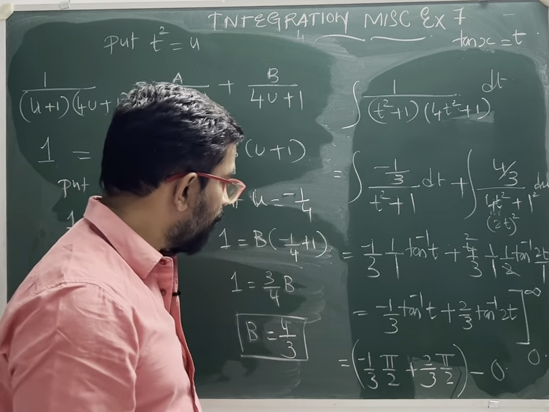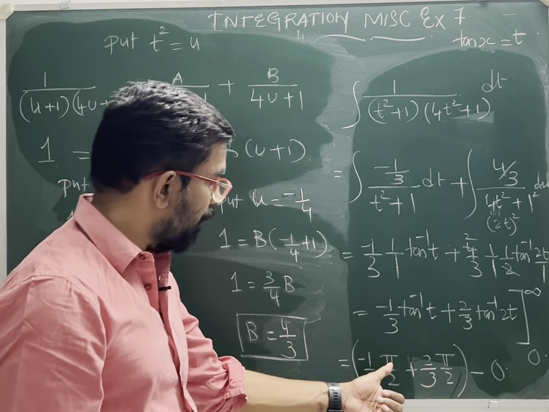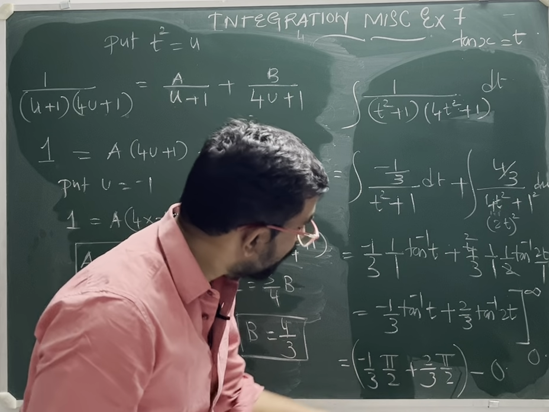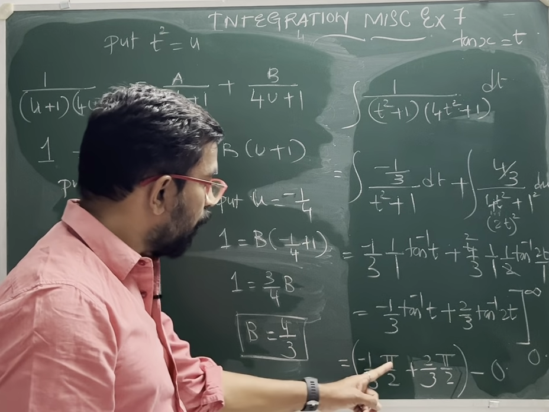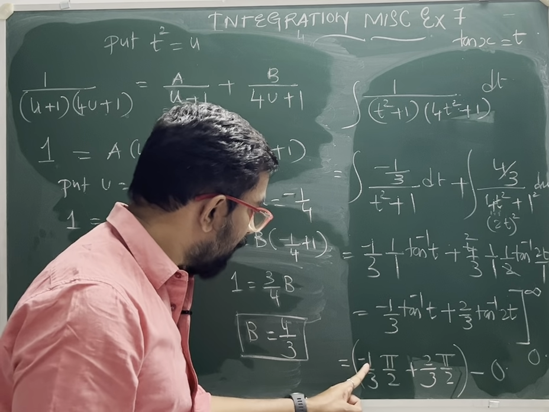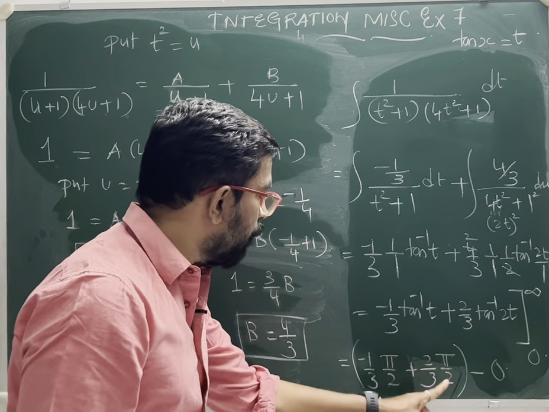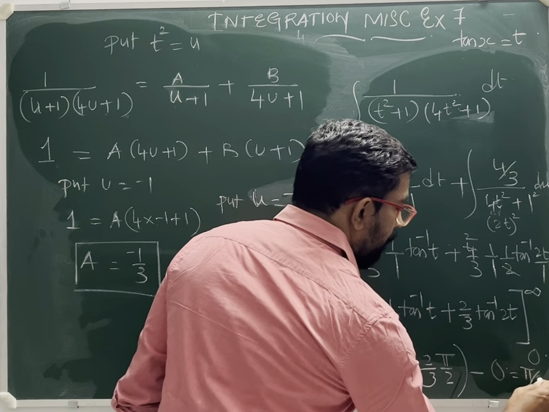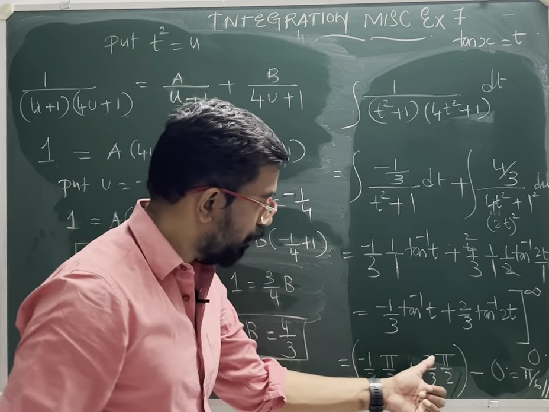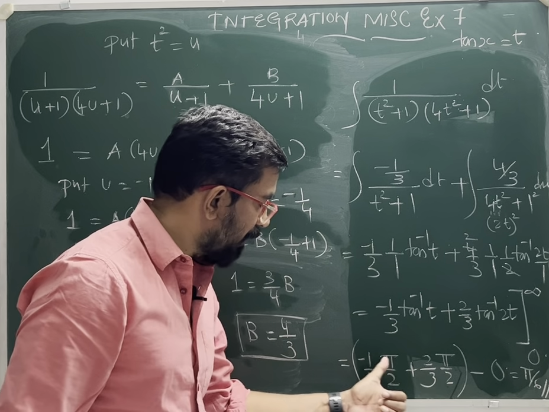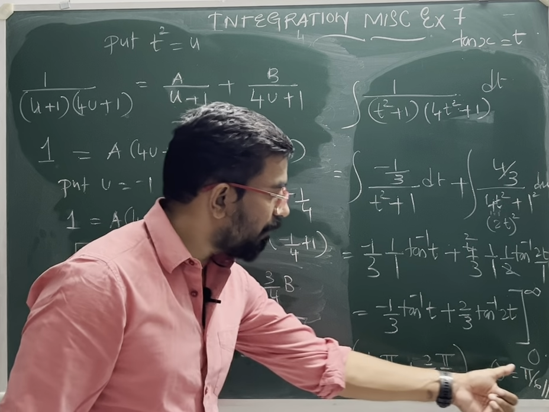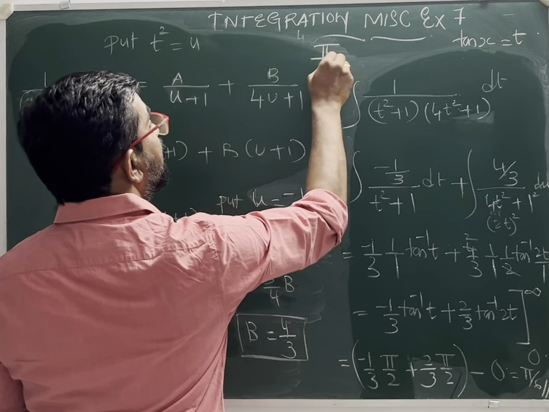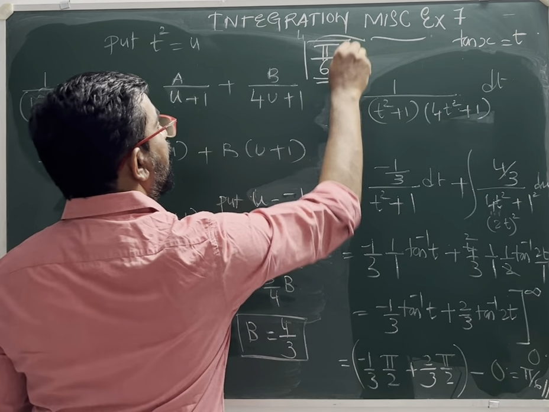So this will become our final answer. What is this final answer? Minus pi by 6 plus pi by 6. So both are, minus pi by 6 and 2 pi by 6. So the final answer will be just pi by 6. Here 2 pi by 6, here minus 1 pi by 6. Therefore, the final answer is plus 1 pi by 6. Your final answer is just pi by 6. This is our final answer.